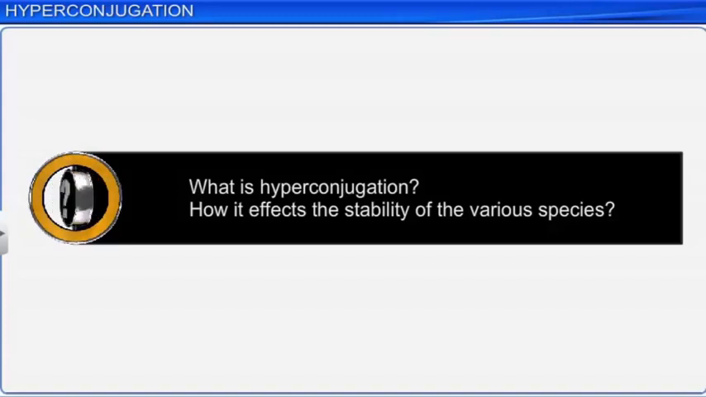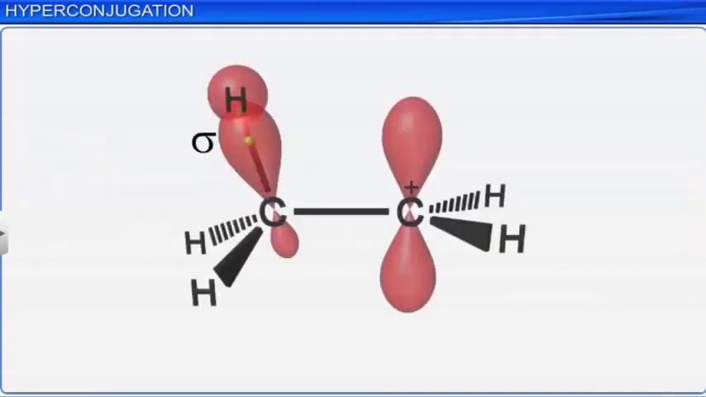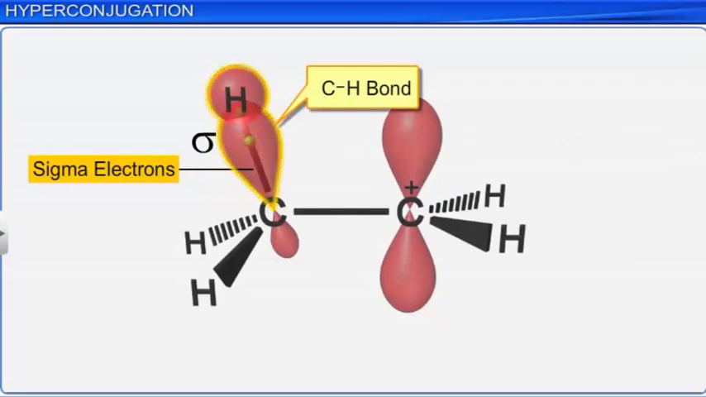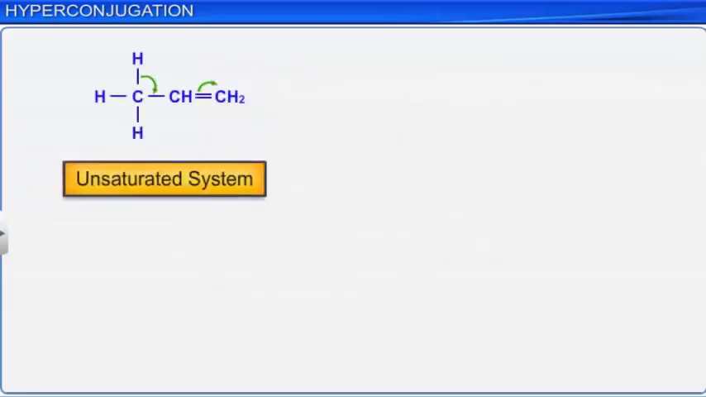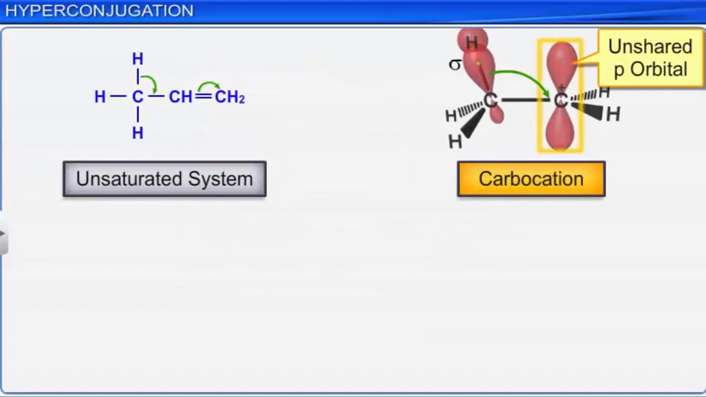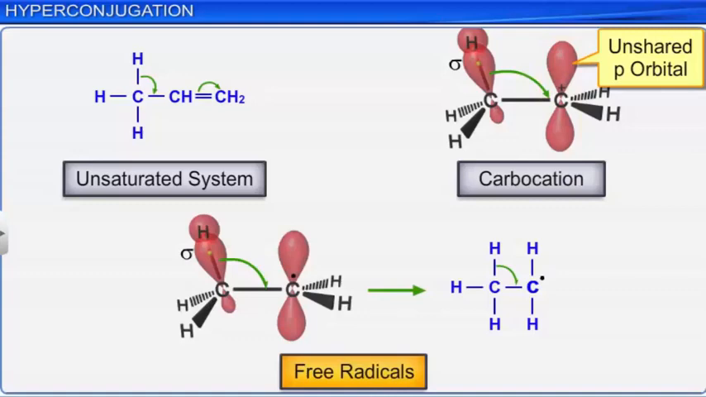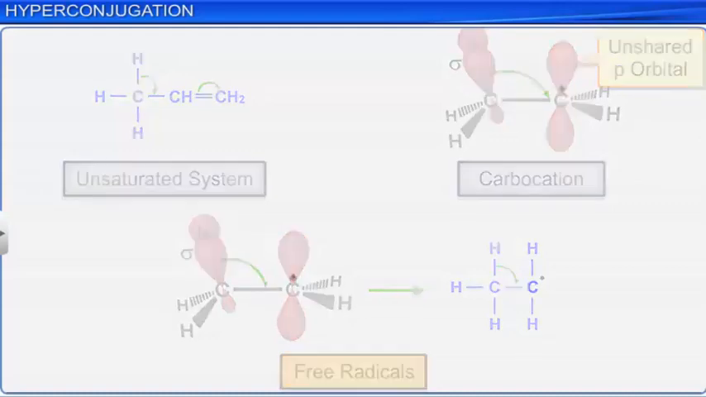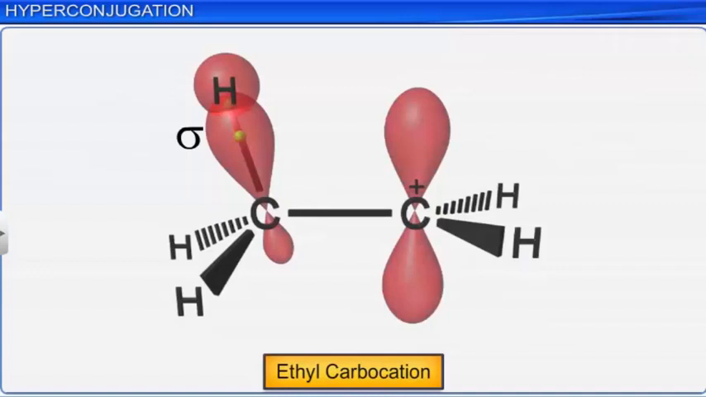Let's learn what hyperconjugation is and how it affects the stability of the various species in detail. A general stabilizing interaction which involves the delocalization of sigma electrons of a CH bond of an alkyl group directly attached to an unsaturated system or to a species with an unshared p orbital, such as carbocations or free radicals, is known as hyperconjugation. Hyperconjugation is a permanent effect. Let us take the example of ethyl carbocation to explain this effect.